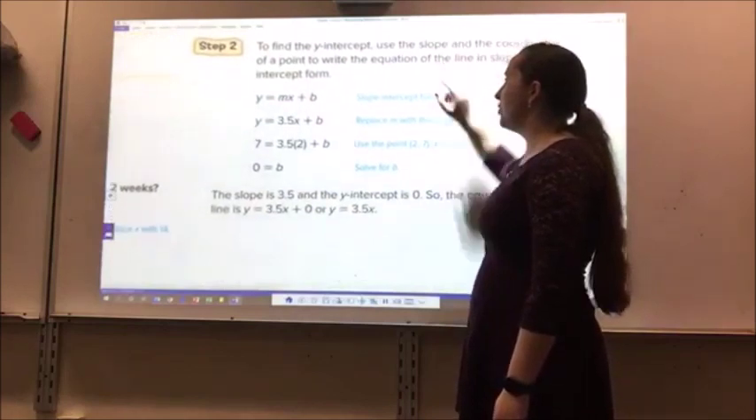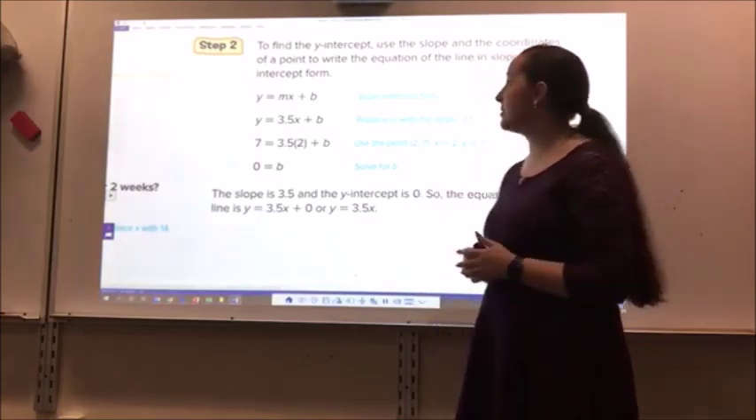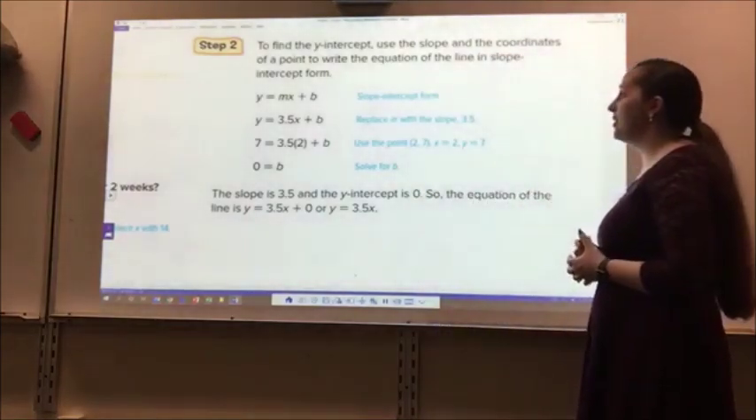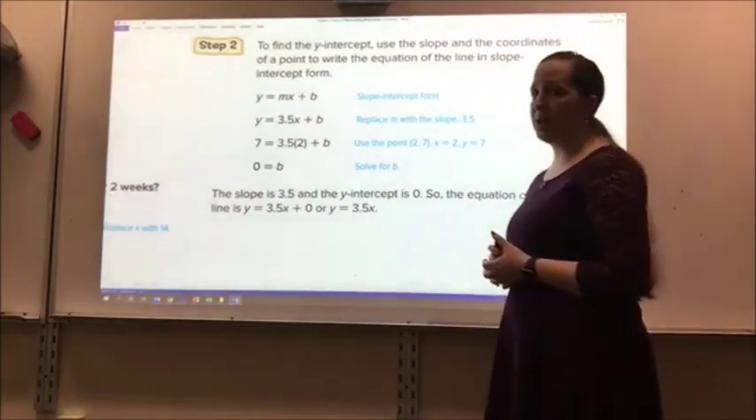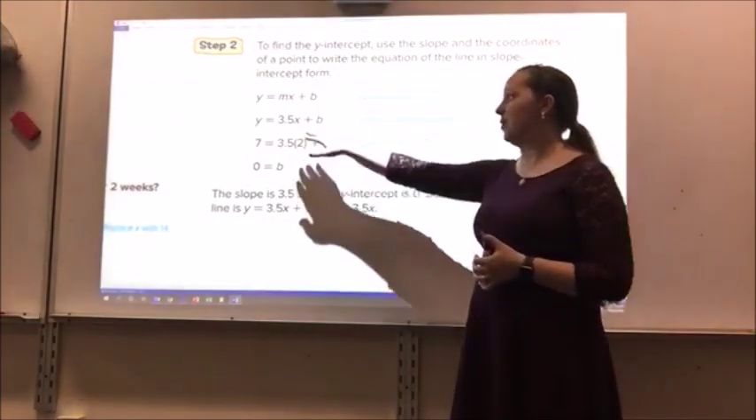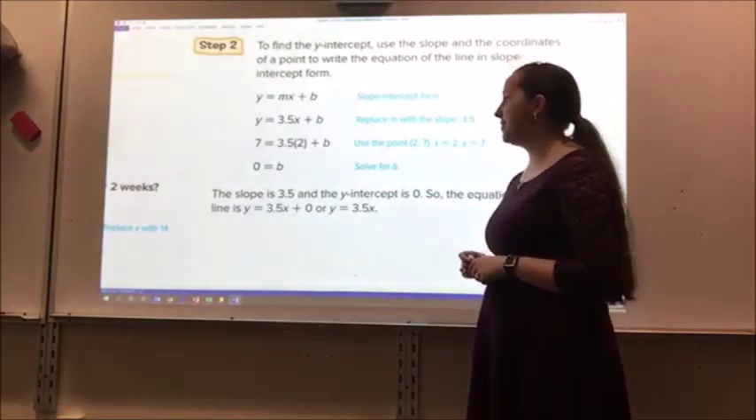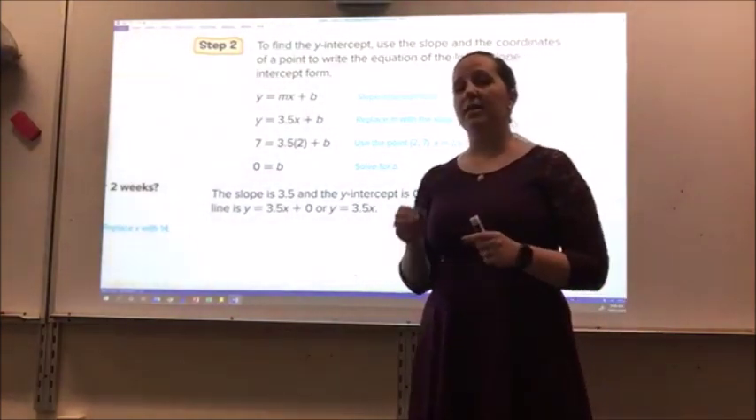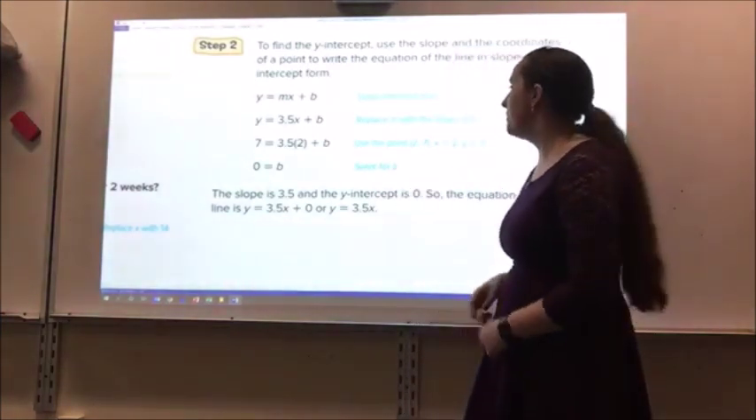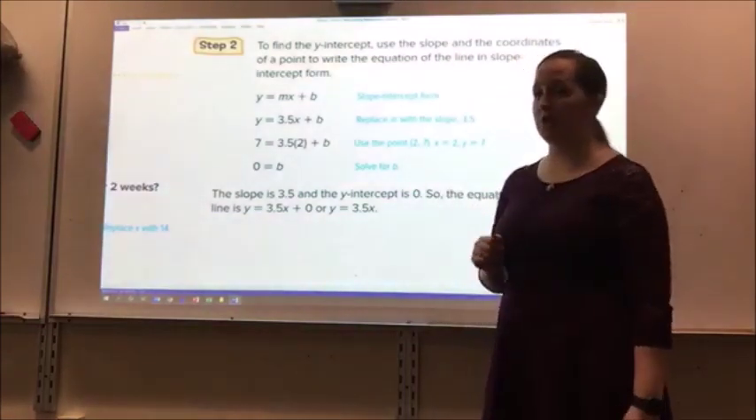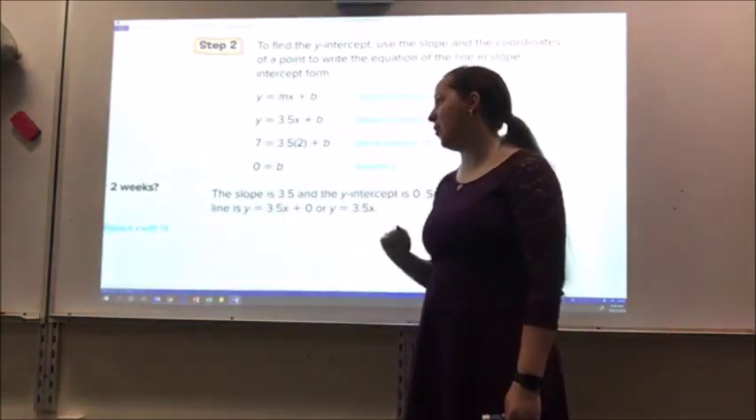Step 2, I find the y-intercept, so where the line crosses the y-axis. To find the y-intercept, use the slope and the coordinate of a point to write the equation of the line in slope-intercept form. y equals mx plus b. Well, y equals 3.5x plus b. Remember, I already found the slope; m equals slope. Then I replace the x value and the y value with any point that I know is on my line. In this case, I replaced it with the point (2, 7). So I put 2 in for my x, and I substitute 7 in for my y.